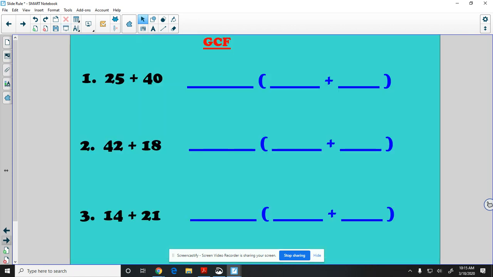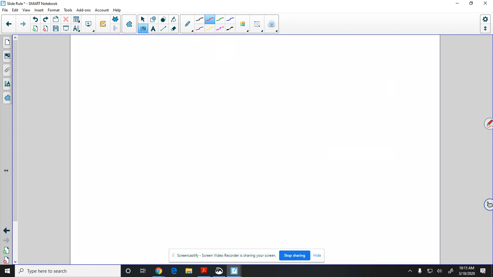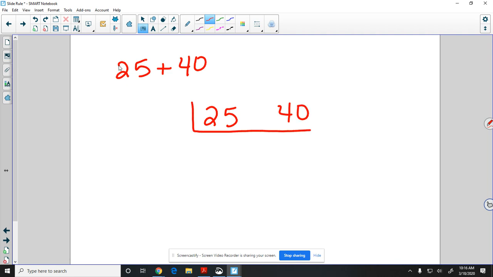Alright, so let's look again at practicing using the bones and using the slide. We're going to do number 1. Okay, we had 25 plus 40. We want to find, using the GCF, and we're going to use the slide because we're using GCF, we're going to break this apart into the distributive property. So, if I put 25 and 40 in the slide, then I'm also going to make my bones. Remember, I used the addition sign because that's what's in my problem.